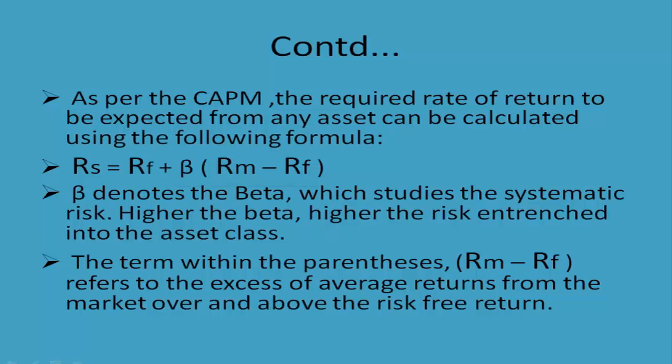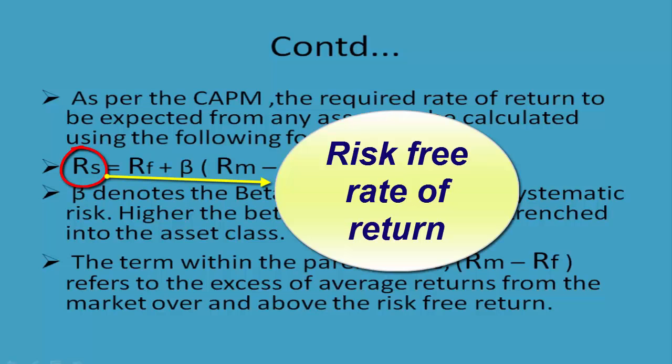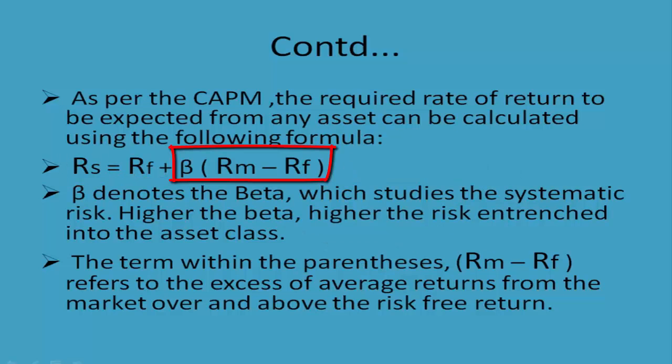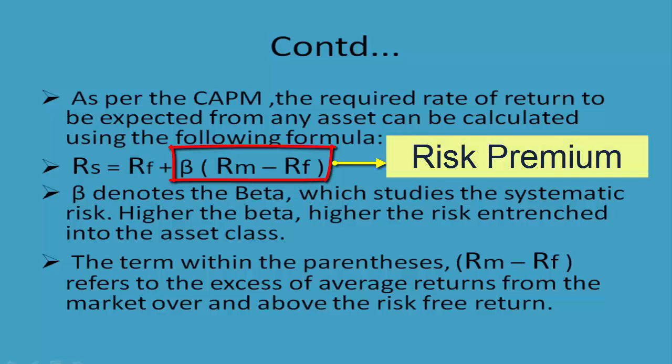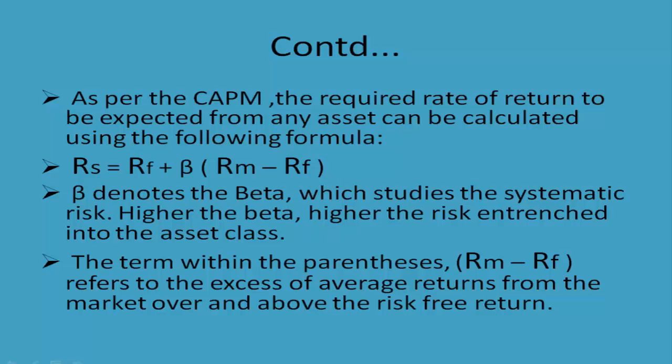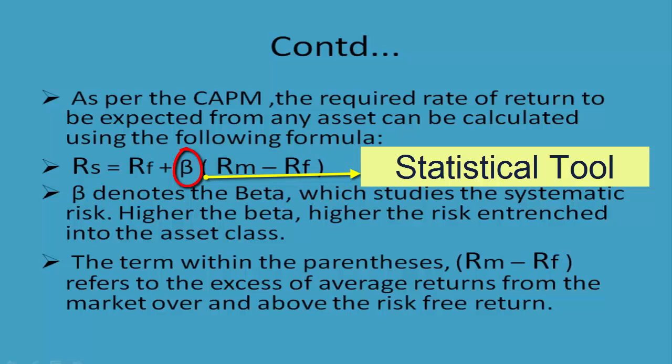We are well conversant with the RF part, that RF stands for the risk-free rate of return. So this beta times the excess of RM minus RF represents the second part of the equation, that is the RP, or the risk premium. So in effect, we can say that the risk premium is denoted by beta times the excess of RM over the RF, that is the return from the market over the risk-free rate of return. Now, what is this beta? Beta is a statistical tool. Beta is a statistical indicator which denotes the systematic risk. Beta always studies the systematic risk.